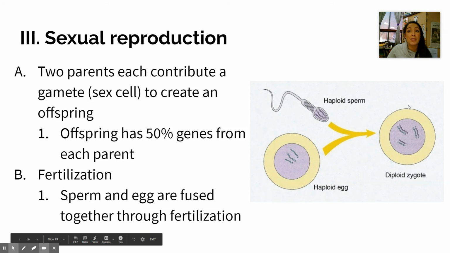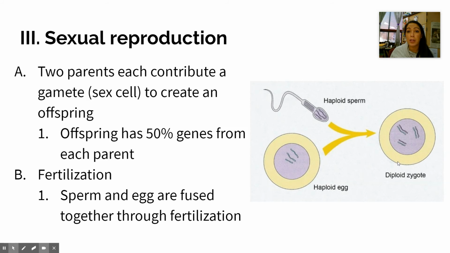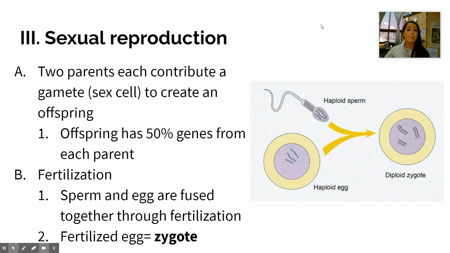The cell that is formed after fertilization is called a zygote. Remember in 5.2, we introduced the terms haploid and diploid. Haploid cells have only one set of that genetic information. Diploid cells have the full set, like two sets of genetic information. So the egg and the sperm are haploid cells, and they will fertilize or fuse together to become a diploid zygote. Okay, that zygote is just the fertilized egg cell. Again, don't forget that last note. The fertilized egg is called a zygote.